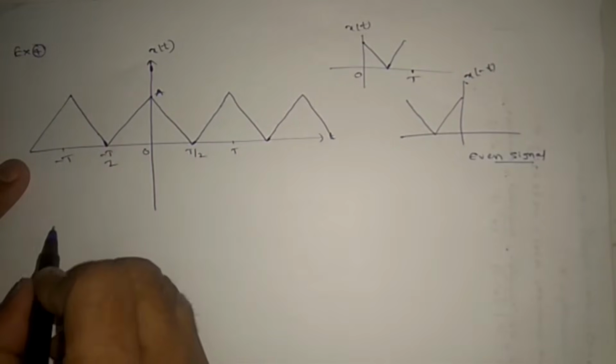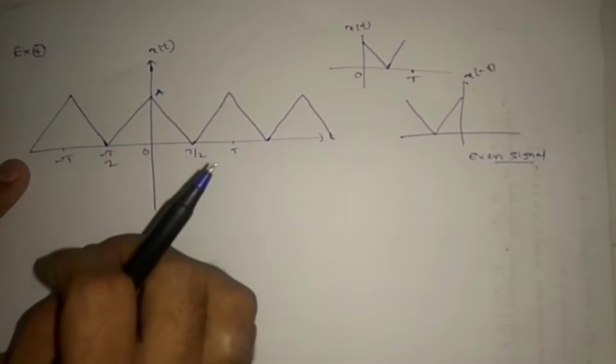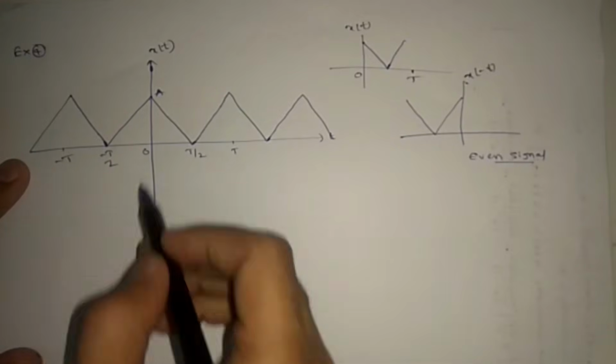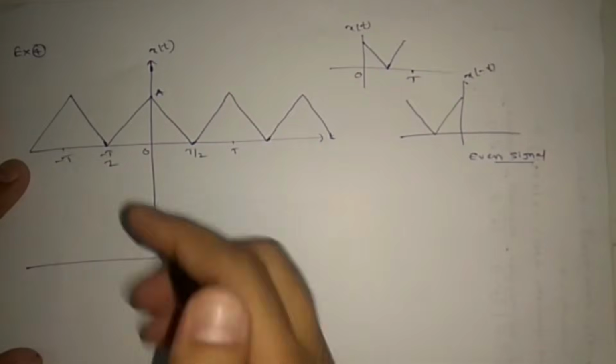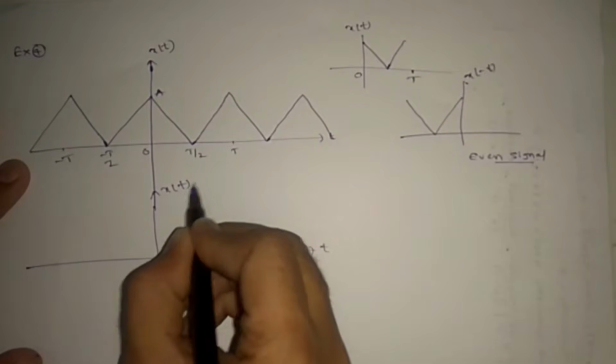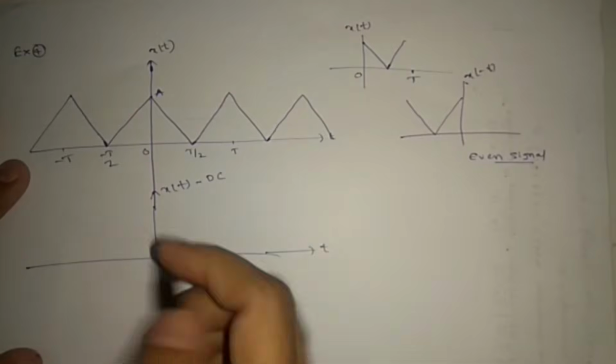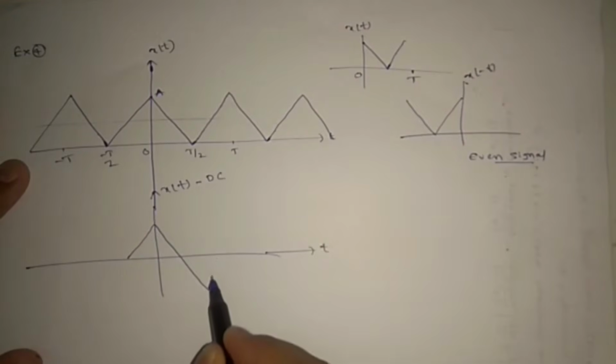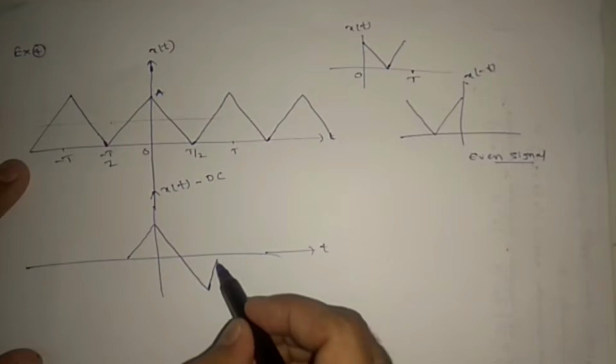So before applying half wave symmetry, you need to make sure the DC value is 0. So I will make this 0. You need to bring down this complete signal. So x of t minus some DC value, if you perform that, it will be like this, right? DC value means the center value.